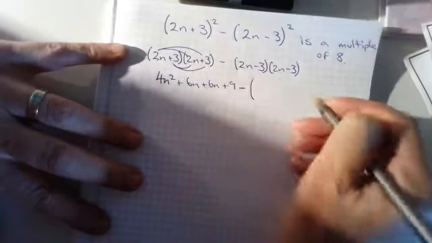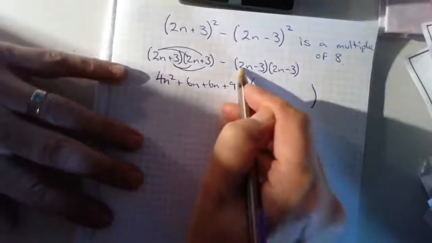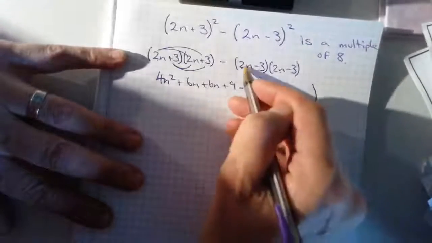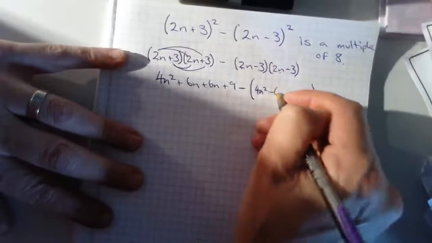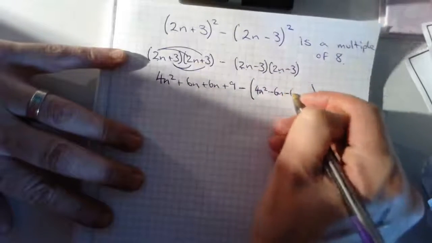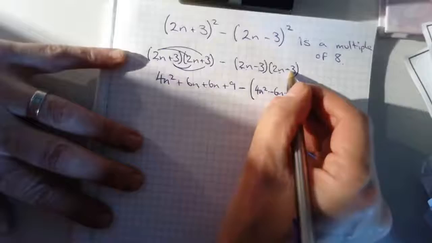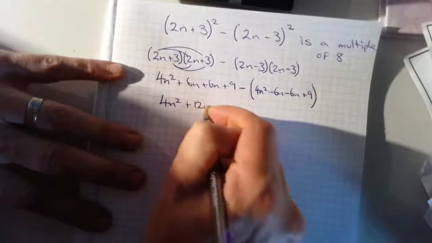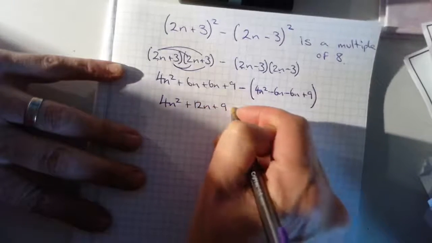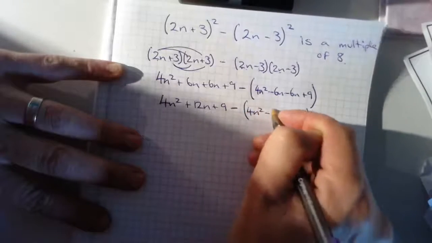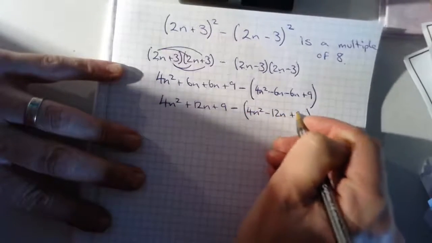Take away, and I'm leaving this in brackets for the time being. 2n times 2n is 4n squared. 2n times negative 3 is negative 6n. Negative 3 times 2n is negative 6n. And negative 3 times negative 3 is plus 9. And let's tidy this up. So it's 4n squared plus 12n plus 9. Take away, tidy the brackets, 4n squared take 12n plus 9.